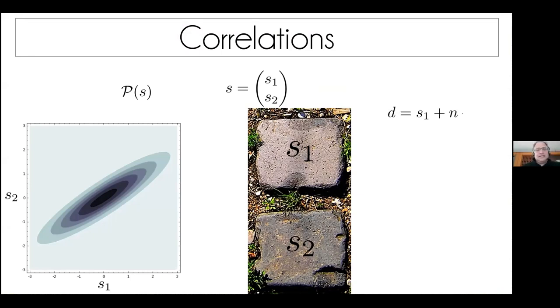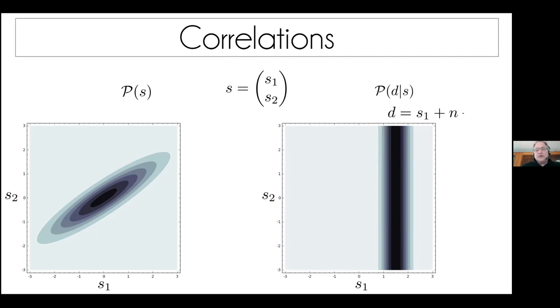So let's assume we get some data, and this data measures only one of the degrees of freedom, S1, plus some noise. So the likelihood is depicted here, and it constrains the S1 coordinate, but not the S2 coordinate. Combining likelihood and prior constrains both coordinates, because S1 is constrained by the likelihood, and S2 is then constrained by the prior, which said that S1 and S2 are correlated.